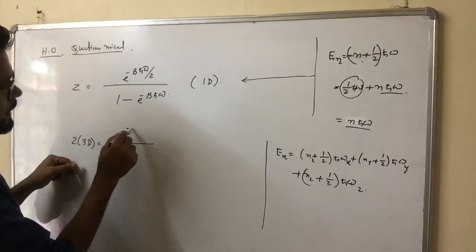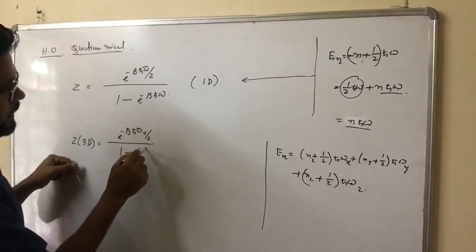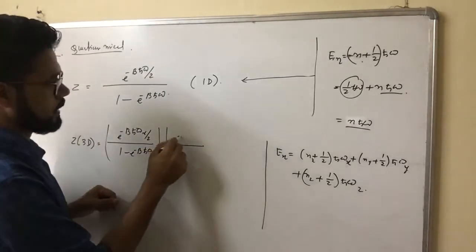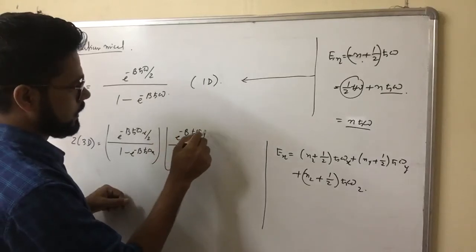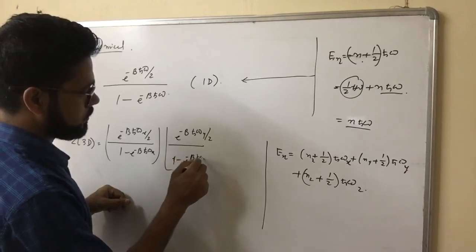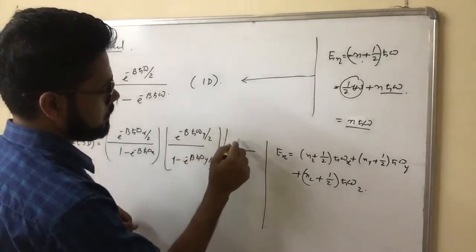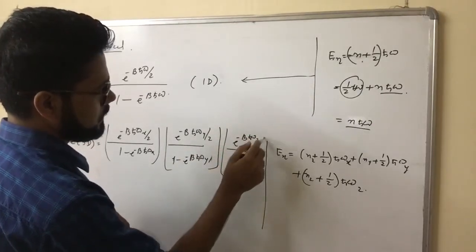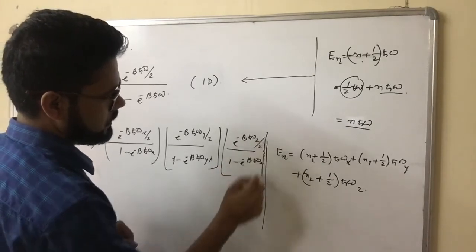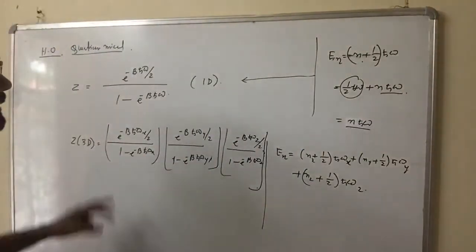E to the power minus beta h cos omega x by 2, over 1 minus e to the power minus beta h cos omega x. Then e to the power minus beta h cos omega y by 2, over 1 minus e to the power minus beta h cos omega y. Then the third term, e to the power minus beta h cos omega z by 2, over 1 minus e to the power minus beta h cos omega z. This I have already given you, and it is the three-dimensional case.